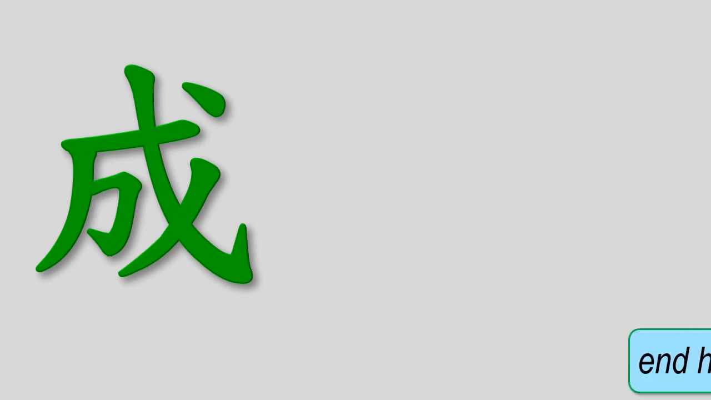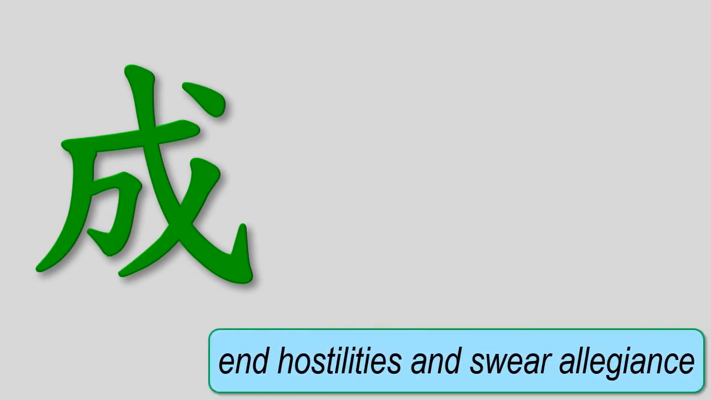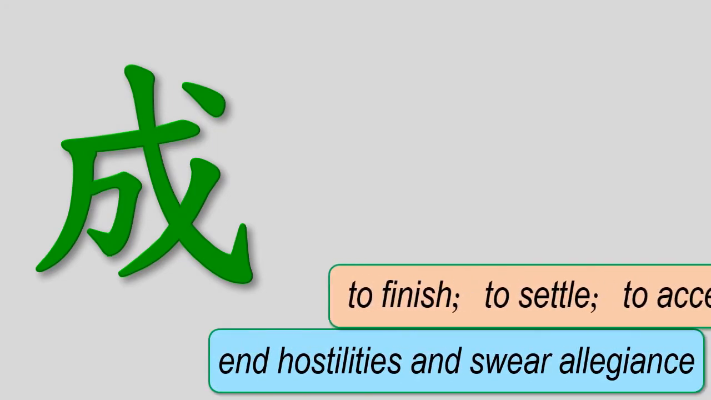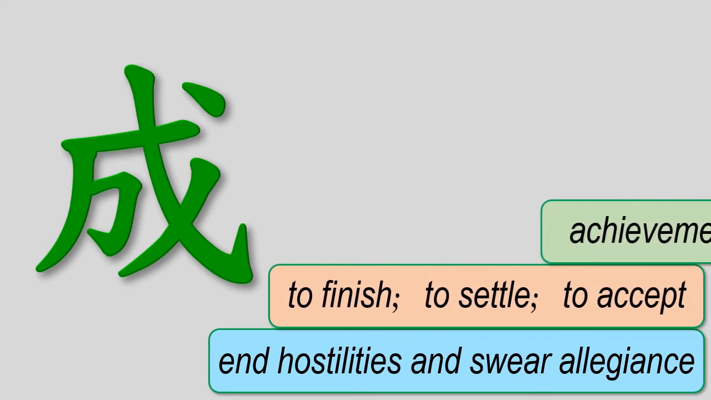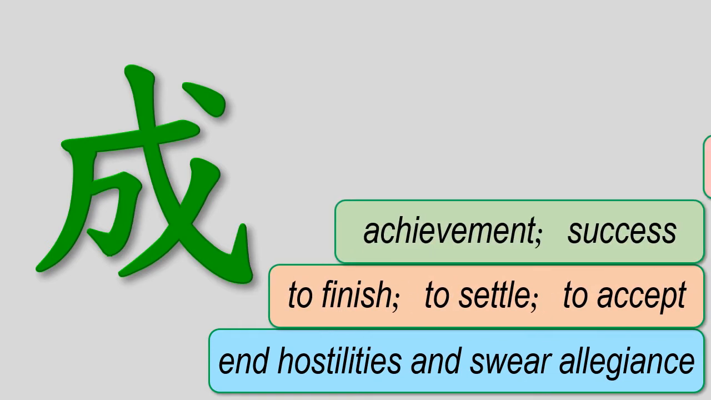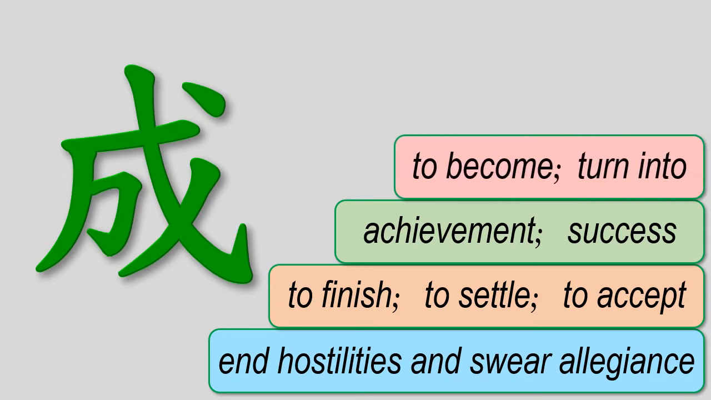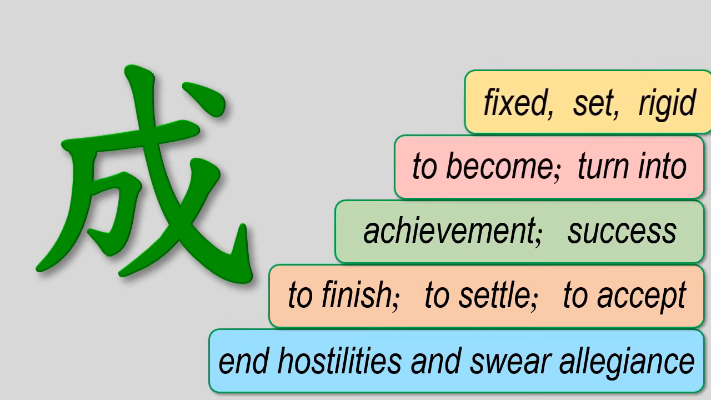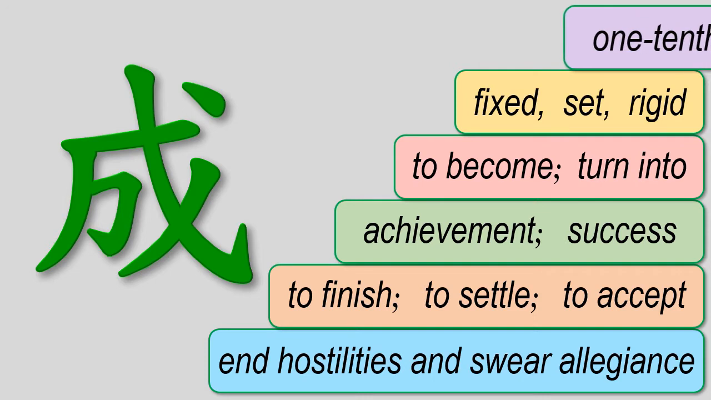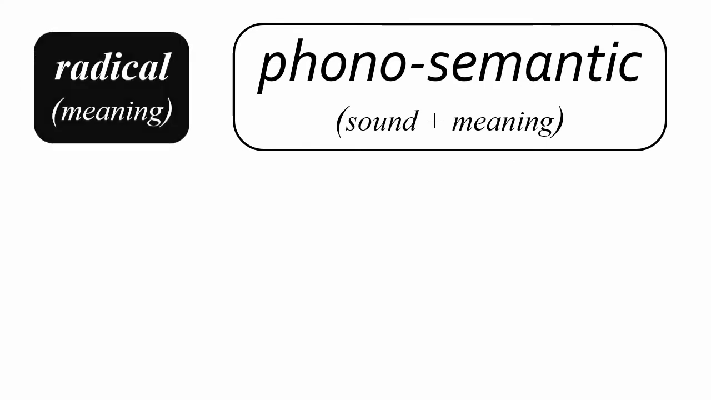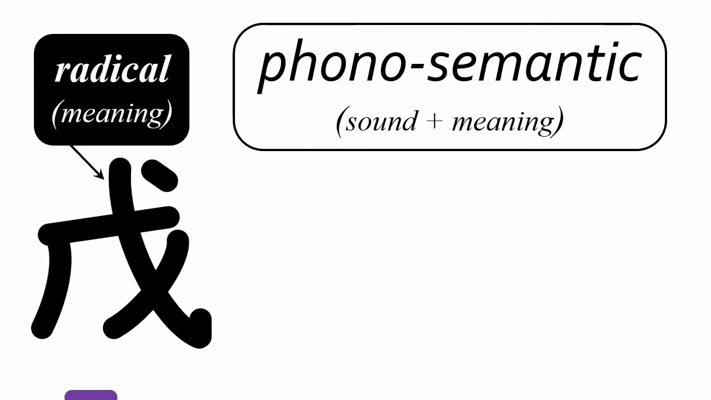By overcoming one's enemy, hostilities end and victory is achieved. The enemy accepts his fate and swears allegiance to the new rulers. All is settled as the former enemy now becomes a vassal state, paying a fixed tribute to the king, a tenth of all taxes collected in the newly added territory. As we've seen, 成 is a phonosemantic compound with 丁 as the phonetic element.